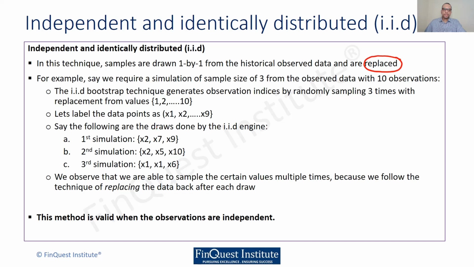Let's understand the simple steps. Imagine that we require a simulation sample size of 3 and our observed data has 10 observations. The IID bootstrap technique is going to generate observation indices by randomly sampling 3 times with replacement. The set of values given to us is from 1 through to 10, so we can choose any of these. To keep it generic, let me call these data points x1, x2 through to x9. Actually, this should be x10, so please read this as x10. So x1 through to x10.